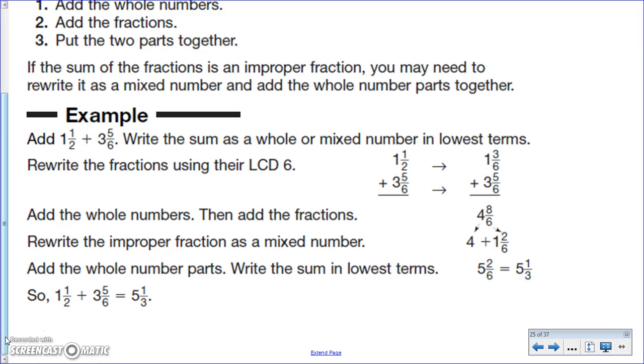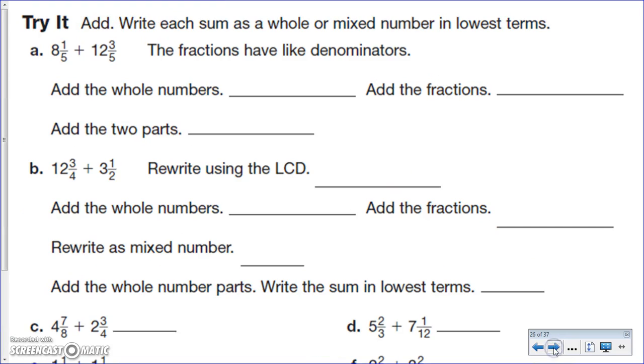And it helps if you do what they did here and write it vertically so you can keep the fractions lined up and the whole numbers lined up as well. Try it. Add. Write each sum as a whole or mixed number in lowest terms. So for A, we have 8 1/5 plus 12 3/5. The fractions have like denominators, so we don't have to find a common denominator because we already have it. So we're going to add the whole numbers. So 8 plus 12 is 20.